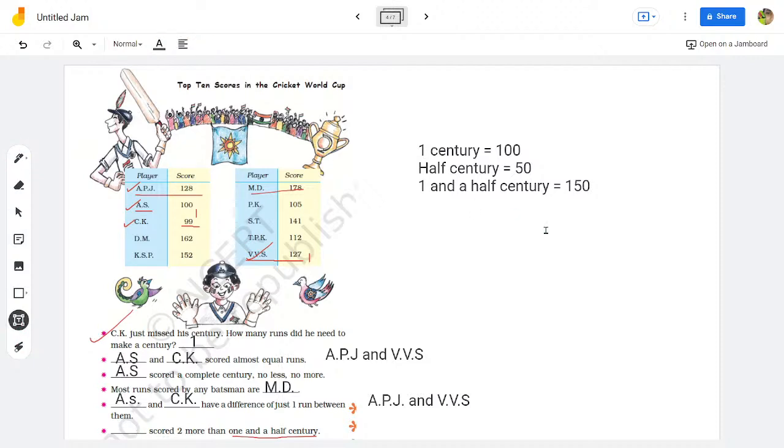So 150 runs would be a 1.5 century, and according to the question, someone has scored two more than 1.5 century. Two more than 150 is 152. That means KSP has scored 152, which is two more than 1.5 century. So this was all about this slide. Let's move on and see what we have further.